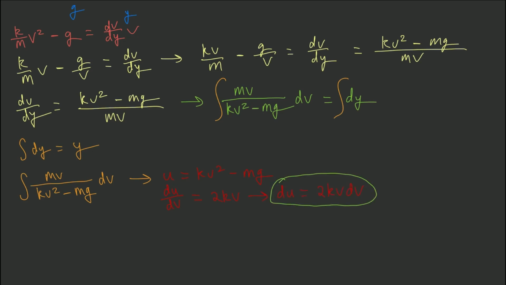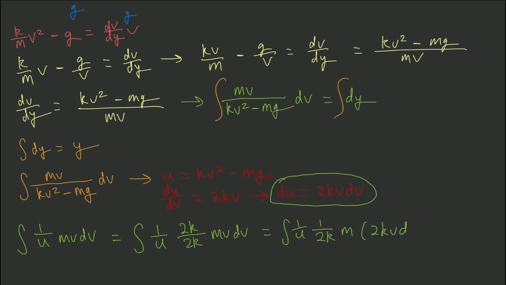So now we have to bring this whole integral into u space. We start by saying the integral of 1 over u, mv dv. We can play a little trick here by saying 1 over u times 2k over 2k times mv dv. We know that du is equal to 2kv dv. So what we can say here is that this is equal to the integral of 1 over u, 1 over 2k still here. We'll bring the m out here, and then what we have is 2kv dv.